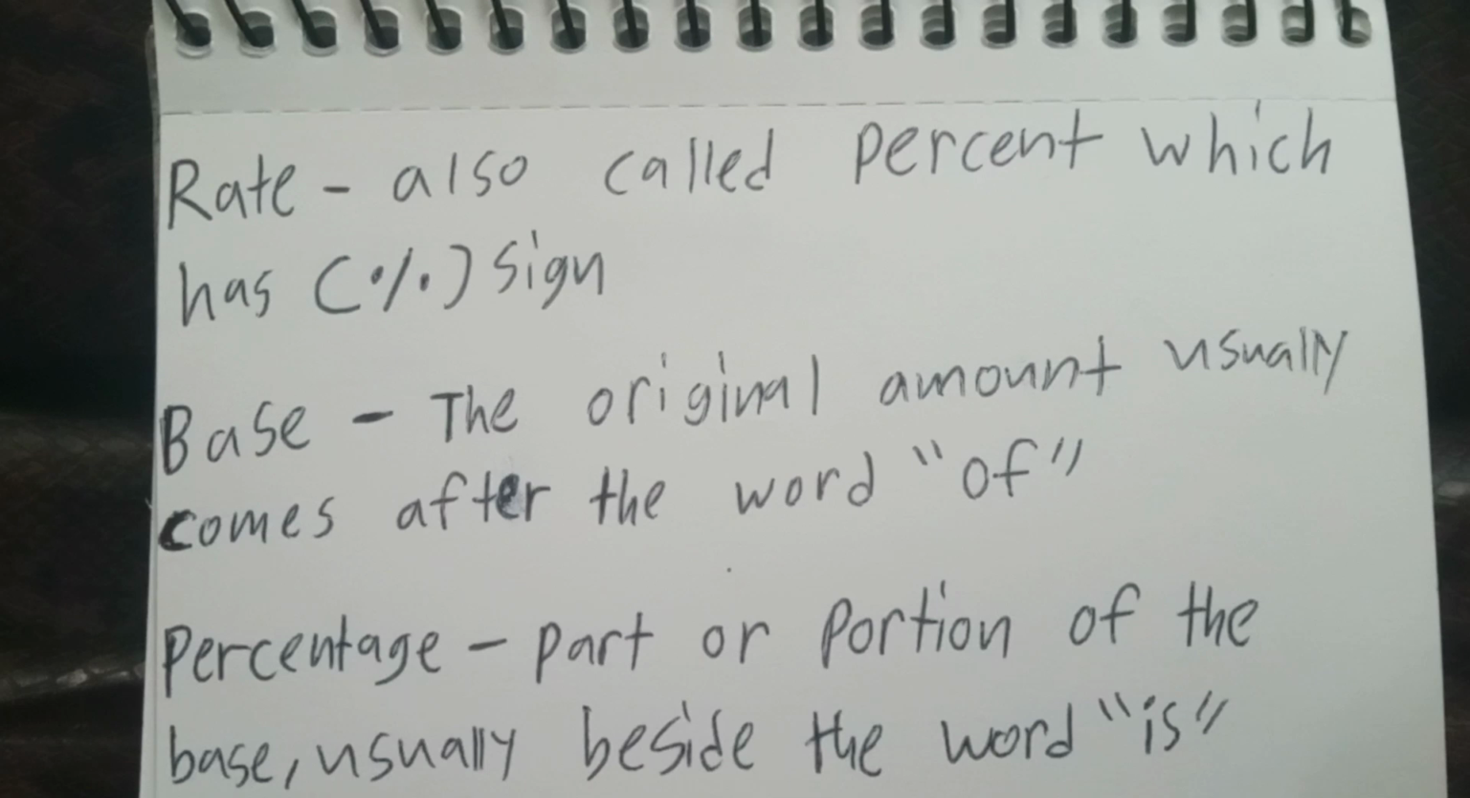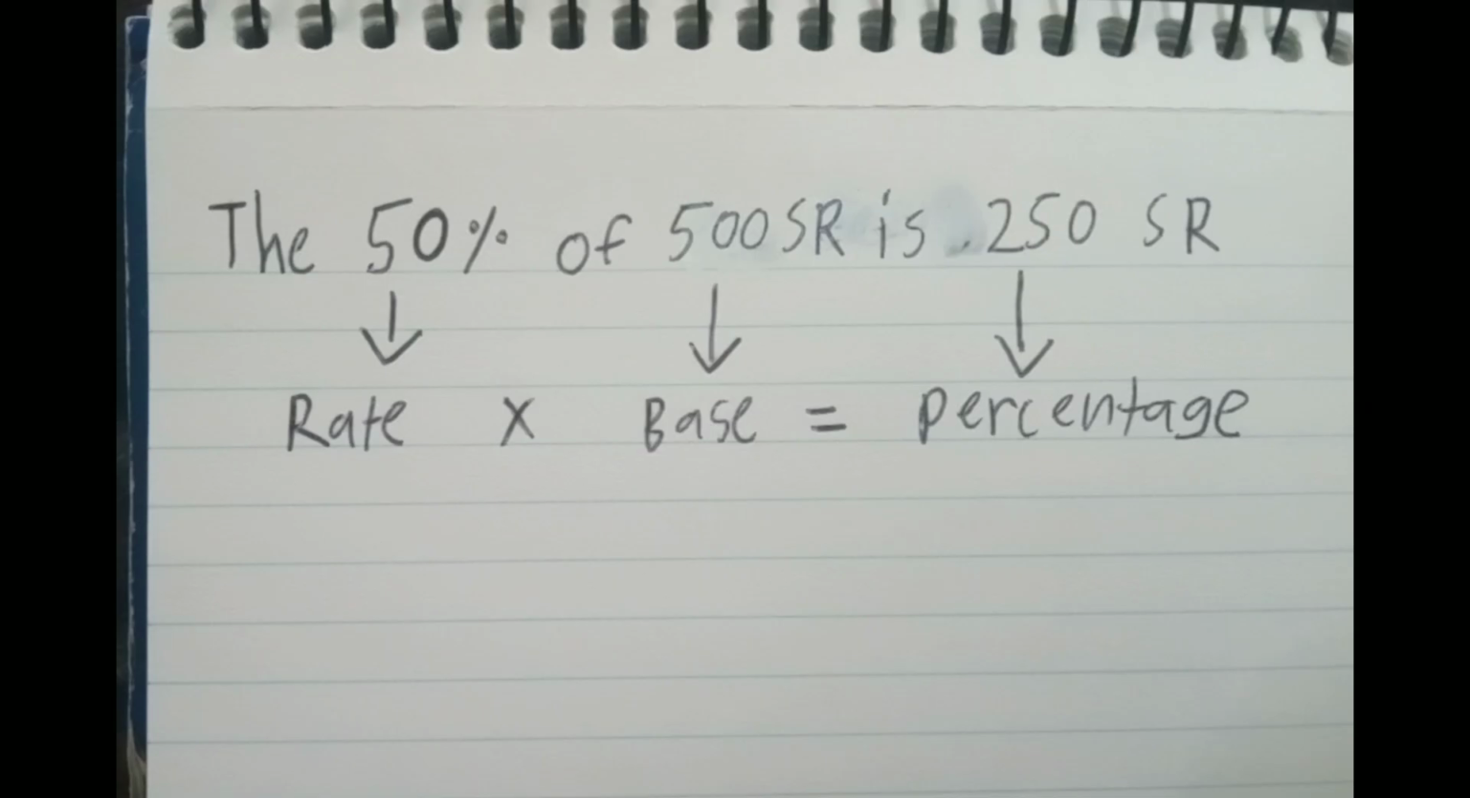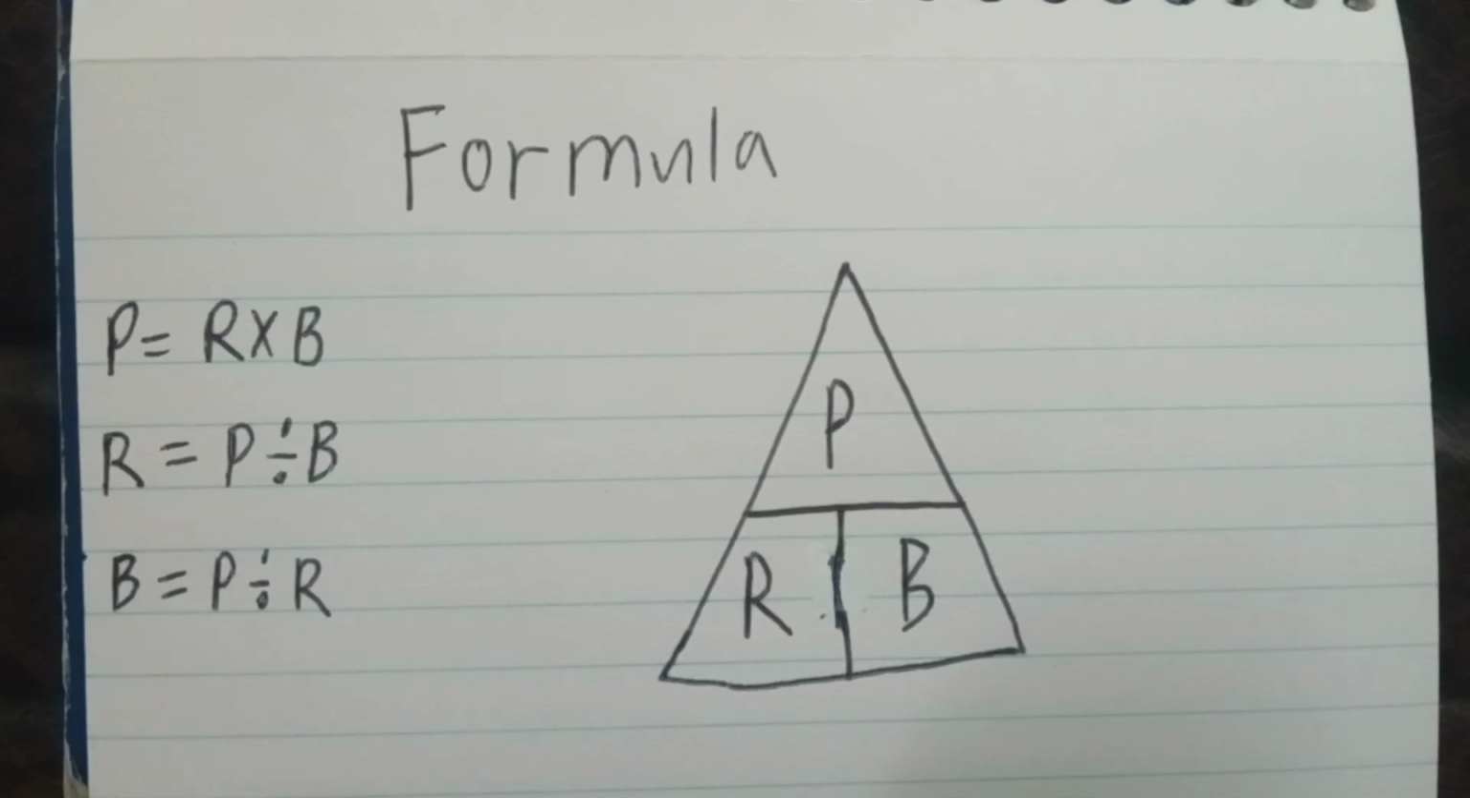So can we go back and check our first example? Now that you know the terms and their meaning, we can clearly see what we were talking about. 50%, which has the percentage sign, is our rate. And 500 reals is close to the word "of," so that's our base. And 250 reals is our percentage. Why? Because it's close to the word "is." But let me help you understand this better.